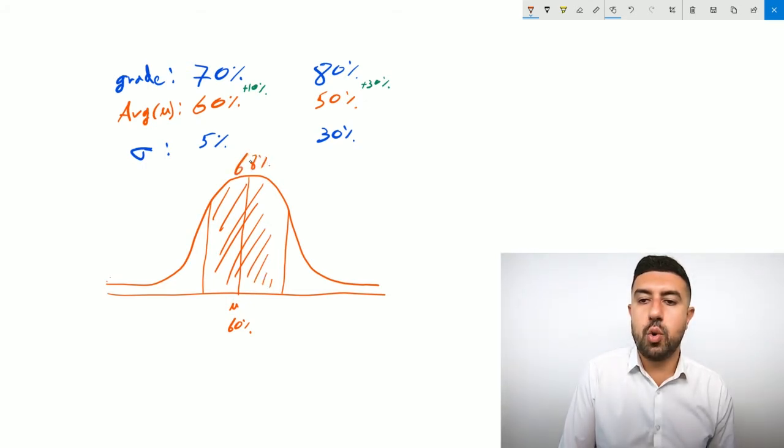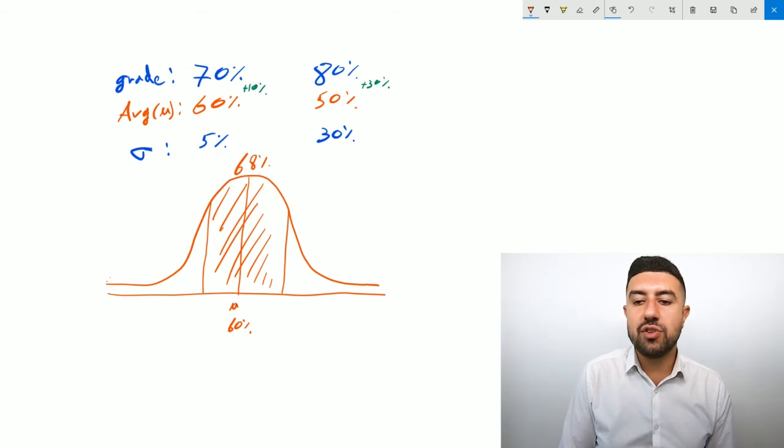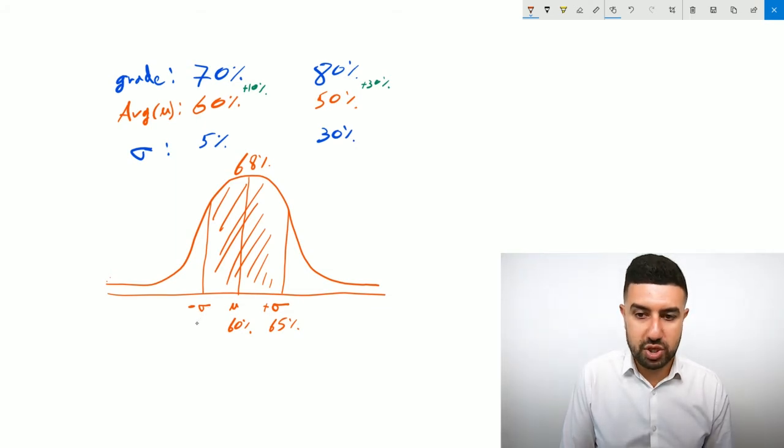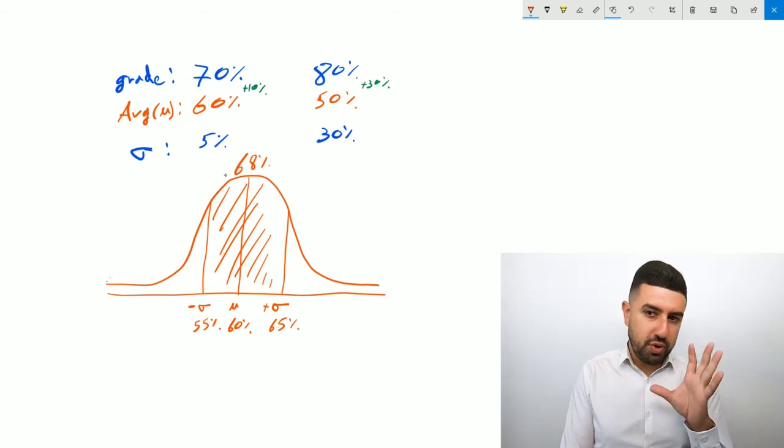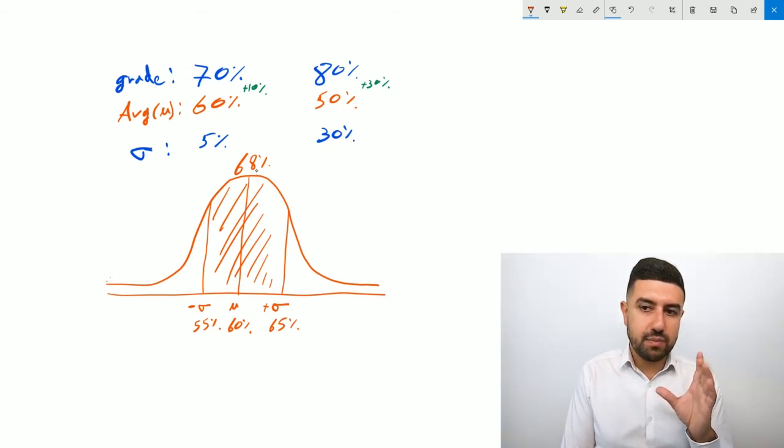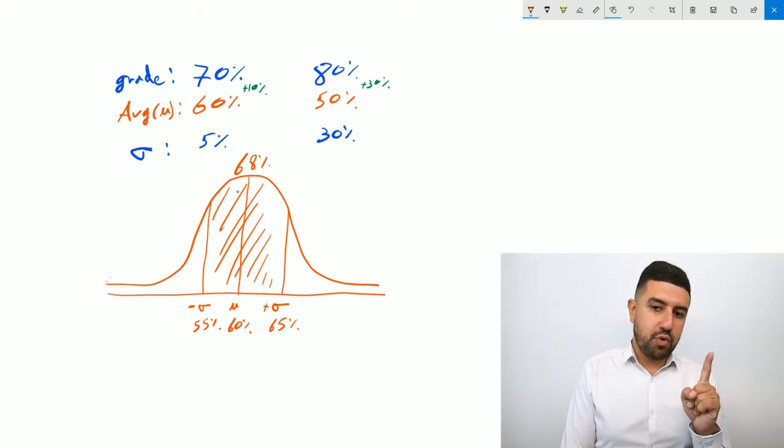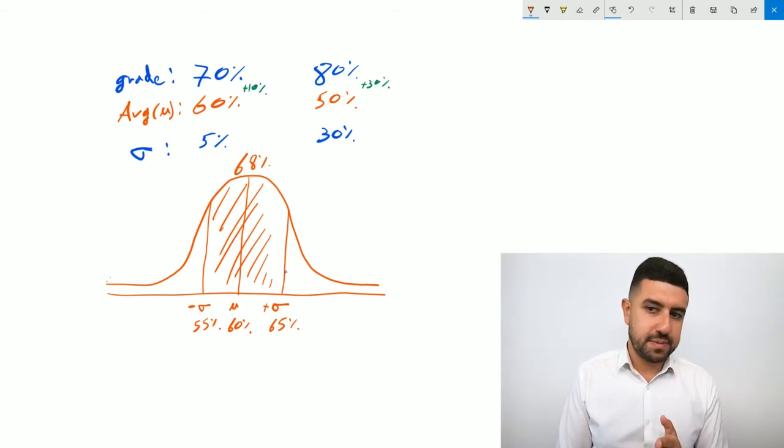of people that are going to be within one standard deviation around the mean. So in this case, one standard deviation, which is 5%, above 60% is going to be 65%. And one standard deviation below 60% is going to be 55%. So in this class, we know that about 68% of students should have a grade between 55 and 65%.